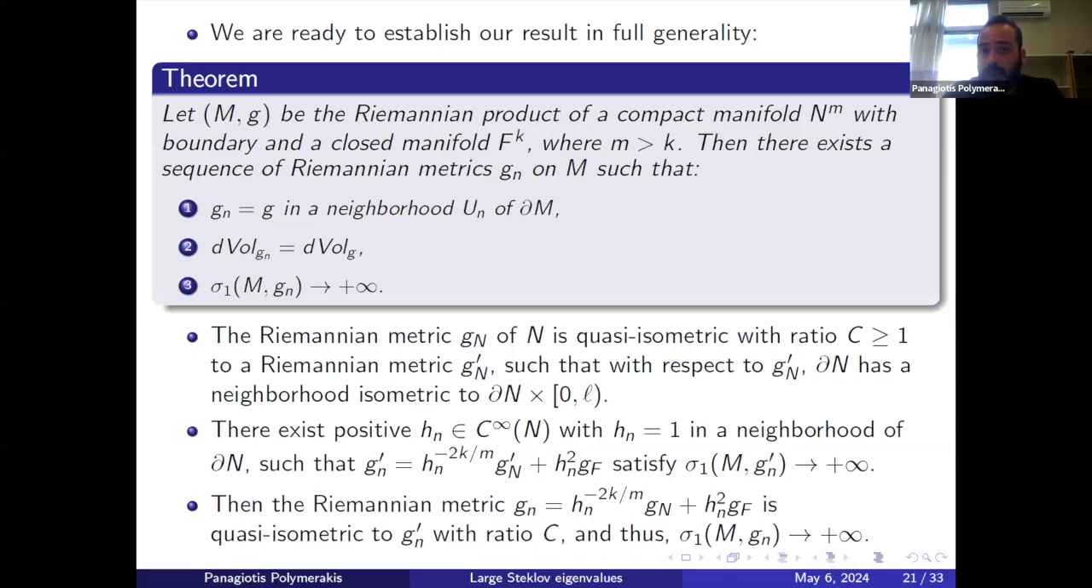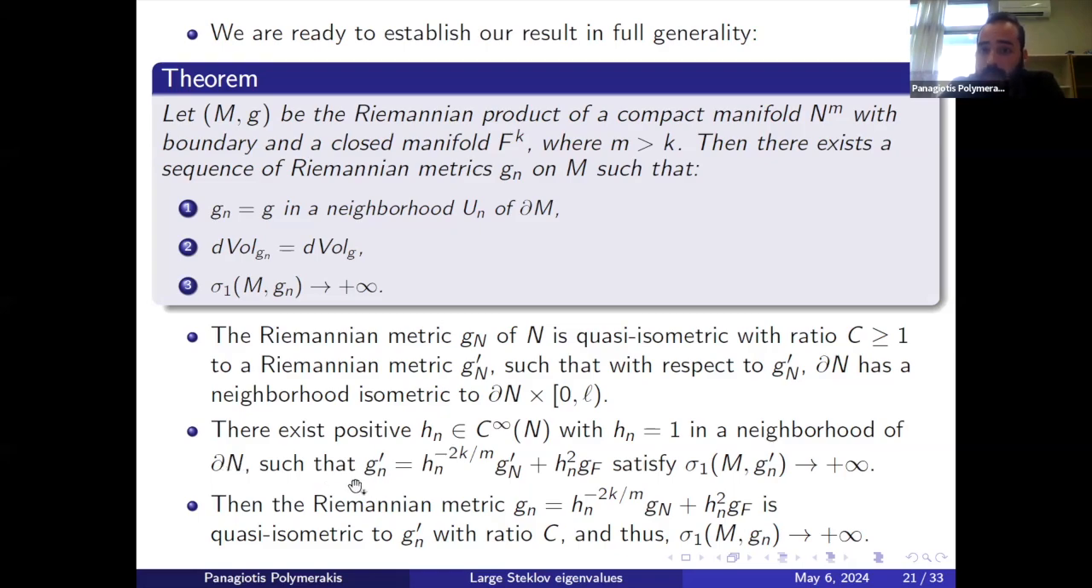And now that we have this result, we're able to drop this assumption. So basically, we're in the exact same setting as the previous proposition, but now we don't have the assumption that the boundary of N has a cylindrical neighborhood. And to establish this in full generality, we just have to notice that the Riemannian metric of the base manifold is quasi-isometric to a Riemannian metric, say G prime, with respect to which the boundary has a cylindrical neighborhood. So we can apply the previous version of our result with this more convenient Riemannian metric of the base manifold.